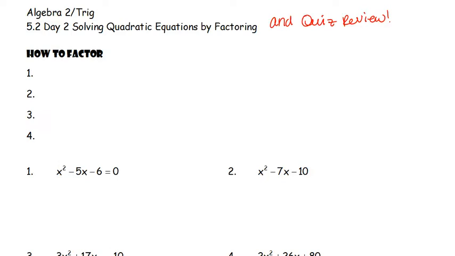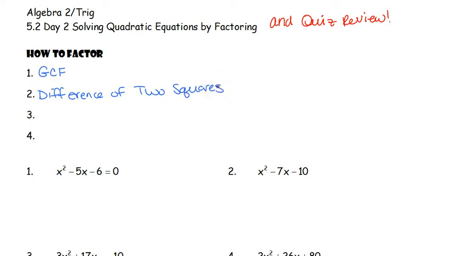Alright, today we are going to review some more factoring and we are going to do a quiz review for our quiz. Alright, how to factor. Number one thing when you factor is check for a GCF no matter what. That's the first step. Now, if you have two terms, you check to see if you have the difference of two squares. And we know that we need subtraction and we need two perfect squares for that.